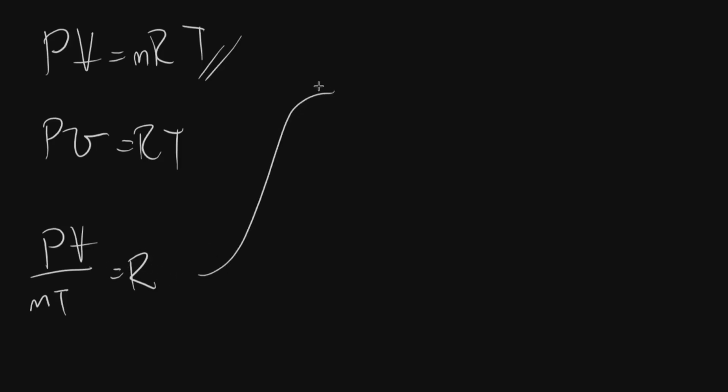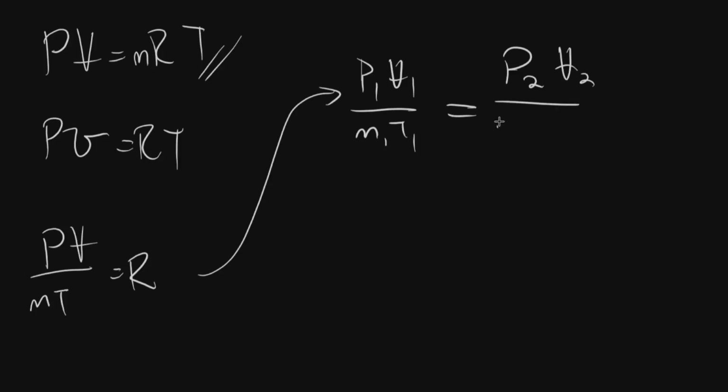So if I look at this over some process, I can say that initially my P1 V1 over M1 T1 has to equal whatever it is finally. So P2 V2 over M2 T2. And these right here are going to be the two big equations that we're going to be using in ideal gases. So the second one right here is basically for some process.